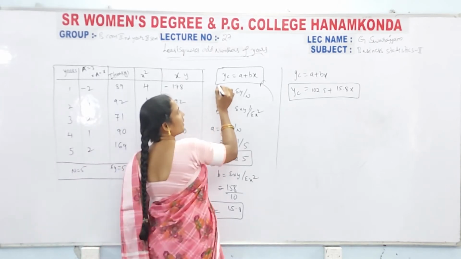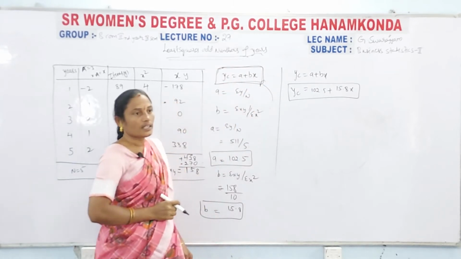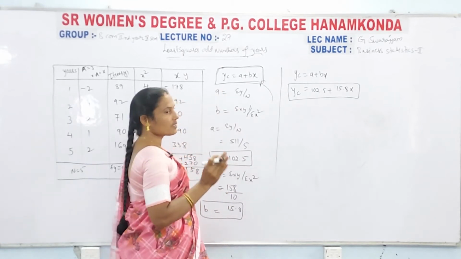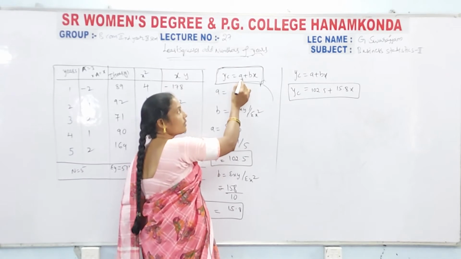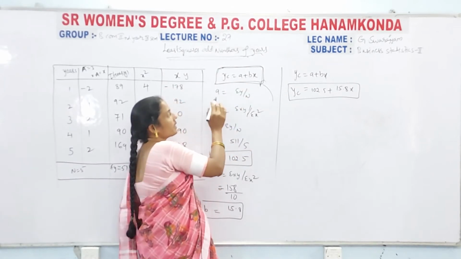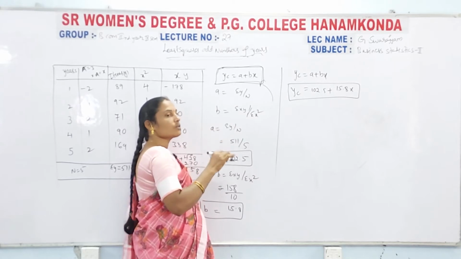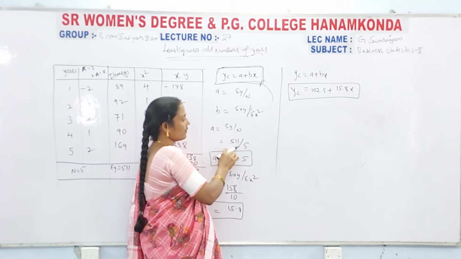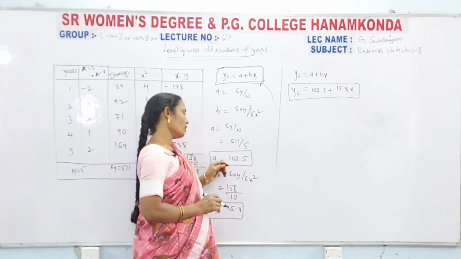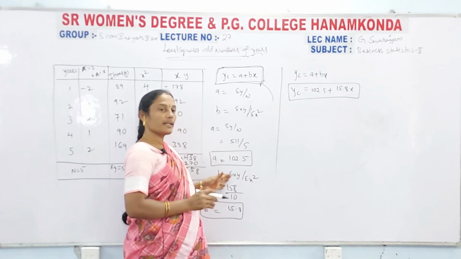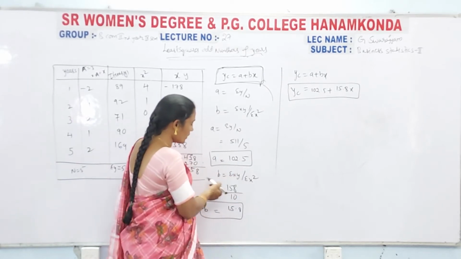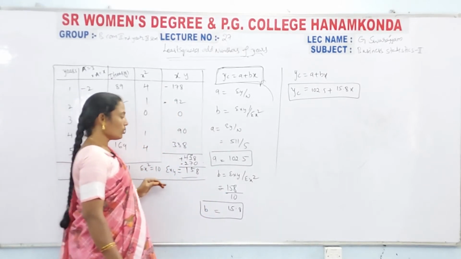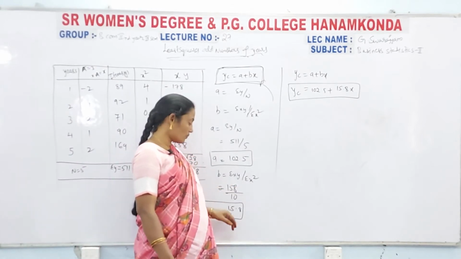Okay. So we have the formula yc is equal to a plus bx. Whether it is least square with an odd number period or an even number period, the formula is yc is equal to a plus bx. Then a is equal to what? How do we calculate the A item? A is equal to sigma y by n and b is equal to sigma xy by sigma x square. Okay. Total sigma y is 511 by 5, A is equal to 102.2 and B is equal to sigma xy by sigma x square. So sigma xy here, the remaining item, 158 divided by sigma x square here 10. So 158 by 10 is equal to 15.8.